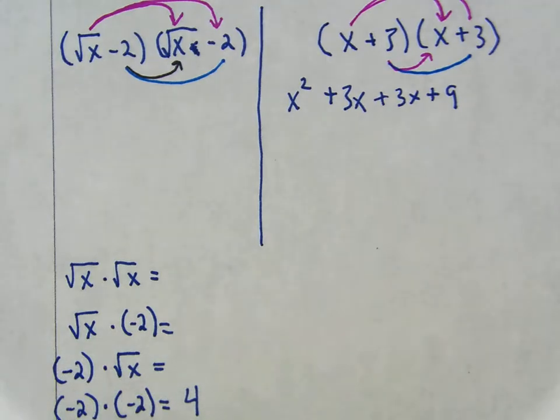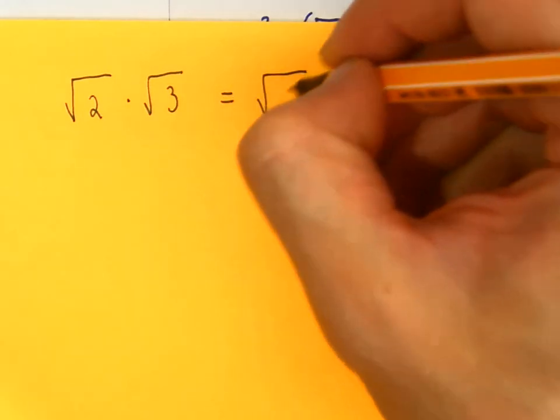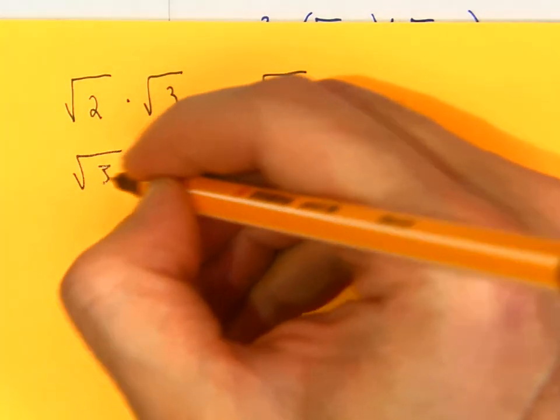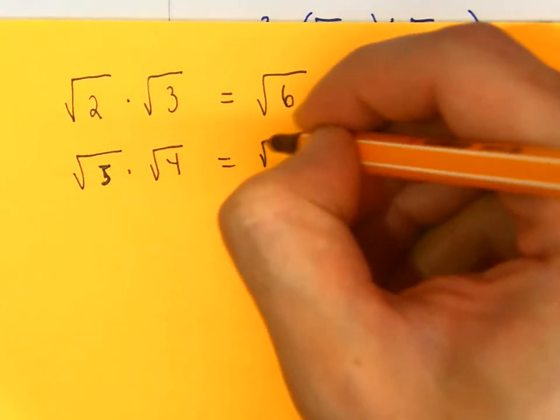Now this, I have to teach you a little something, and it's not too bad. Here, the idea is, if you want to multiply radicals, right? Let's say I said, what's the square root of 2 times the square root of 3? This is just square root of 6. You're just multiplying what's on the inside. If I said what's square root of 5 times square root of 4, right? 5 times 4, this is square root 20.